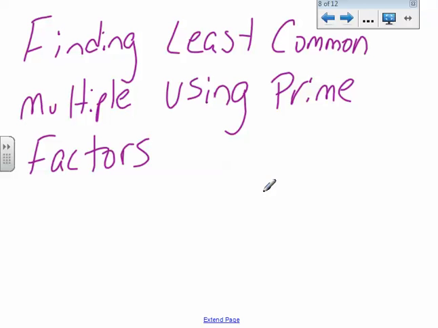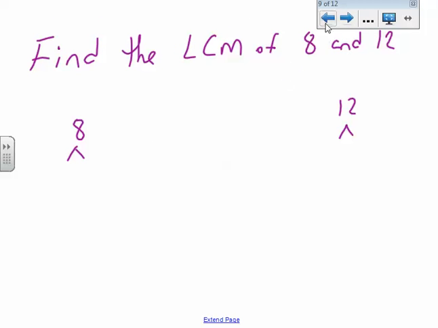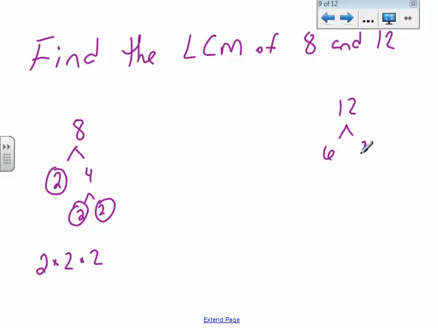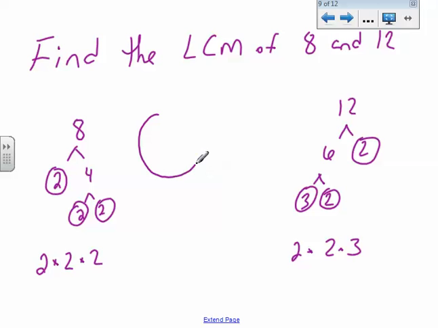So let's try using prime factors. Finding least common multiple using prime factors. Let's find the least common multiple of 8 and 12. So going back to what we learned last lesson, break down the 8: 2 times 4, prime, also prime. So this is 2 times 2 times 2. Over here at the 12: 6 and 2, prime, 3 and 2, prime, prime. 2 times 2 times 3. And this is where I make a Venn diagram.